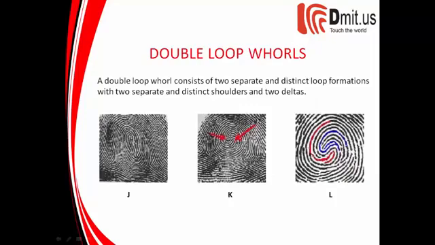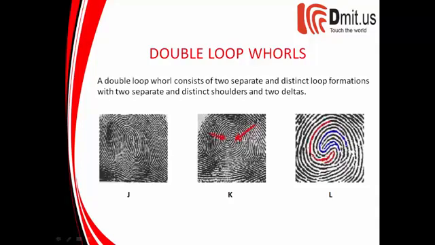Double loop whorls. A double loop whorl consists of two separate and distinct loop formations with two separate and distinct shoulders and two deltas. The technical definition for this pattern type is fairly straightforward. There must be two separate and distinct shoulders for each core. If you look at images J and image K, you can clearly see that there appears to be two separate loops inside of this whorl.